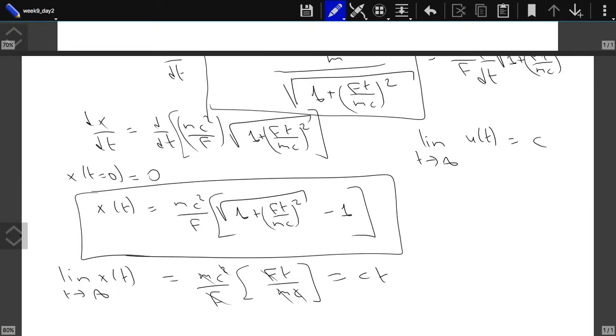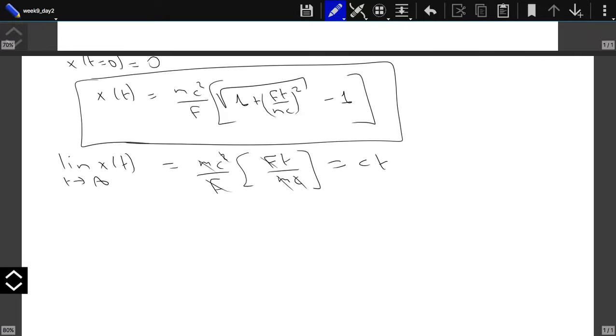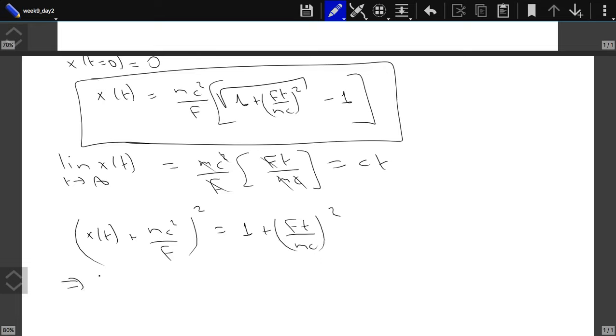Yes, it is the hyperbola. To see whether it is a hyperbola or not, you should better write it in a slightly different form. If I convert it to x(t) plus mc squared over f, all of this squared, this should be equal to 1 plus ft over mc squared, or x(t) plus mc squared over f squared minus ft over mc squared equal to 1. This is the more conventional form of the hyperbola equation. What determines that it's a hyperbola is that the square of one coordinate and the square of the other coordinate have different signs.